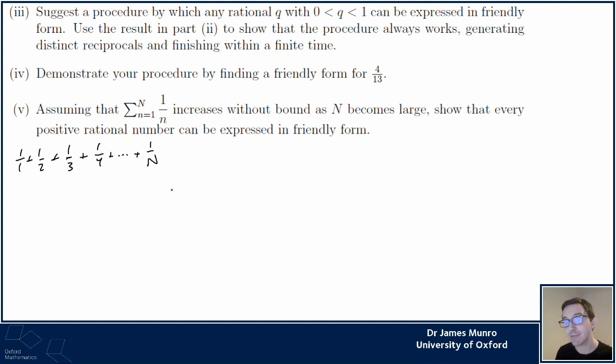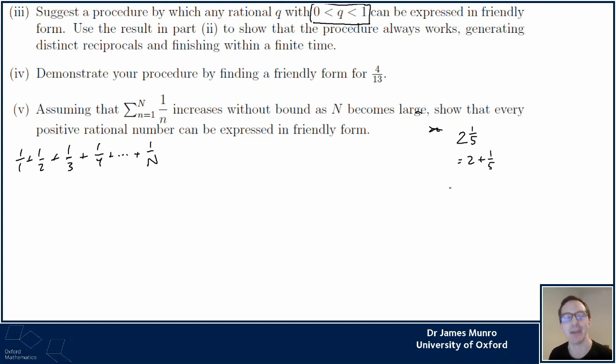We're asked to show that every positive rational number, not just the ones between 0 and 1, can be expressed in friendly form. So my first thought here was, okay, maybe any positive rational number we could write as a kind of whole part and a leftover part, like 2 and a fifth is 2 plus 1/5. So if I could make 2, then I already know how to make 1/5. Problem is I don't know how to make 2 using fractions.